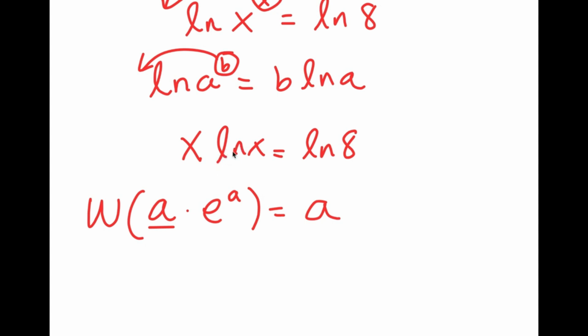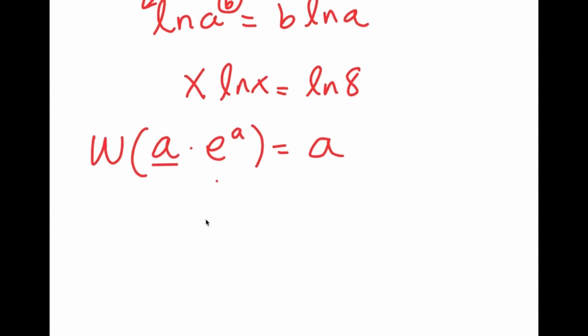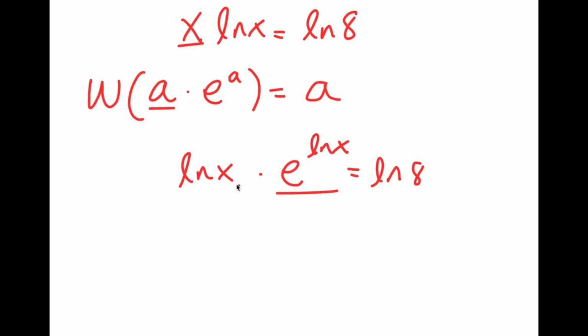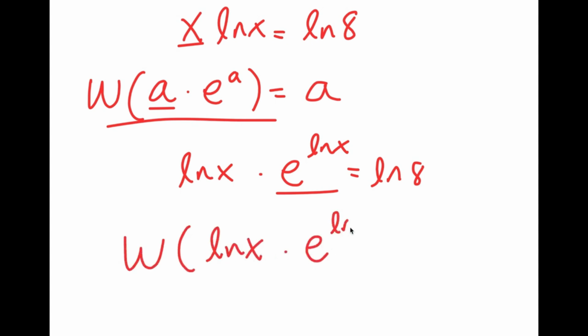So in this case, I'm going to rewrite this as ln x times e to the power of ln x is equal to ln 8, because x is the same thing as e to the power of ln x. So now I can use this formula. I'm going to take the W on both sides. So I have W of ln x times e to the power of ln x is equal to, what I have to do on one side, I have to do the other side. So W of ln 8.